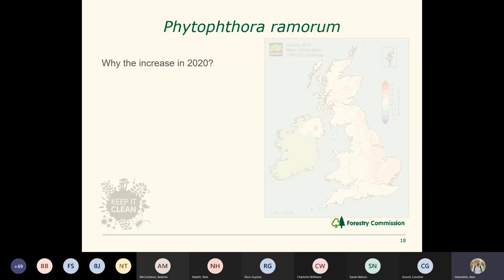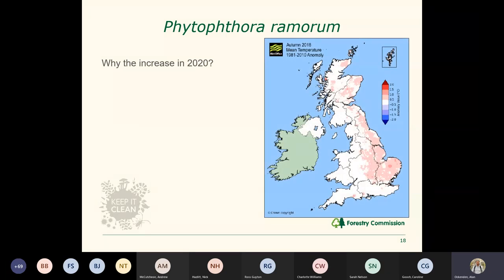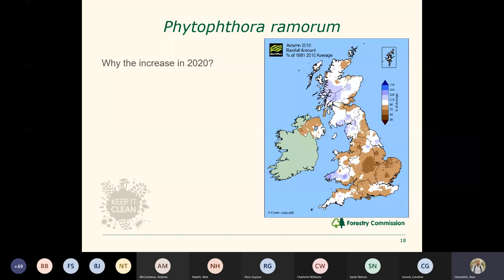So why was that? As I was saying earlier on, it's the weather in the previous autumn that dictates the level of infection the following season. So we'll look at autumn averages for temperature and rainfall for GB, particularly focusing in on England though. Autumn 18 was a little bit warmer than normal, but nothing significant. A little bit drier than normal for most areas and significantly drier for some. So autumn 2018 wasn't that conducive in the context of ramorum.